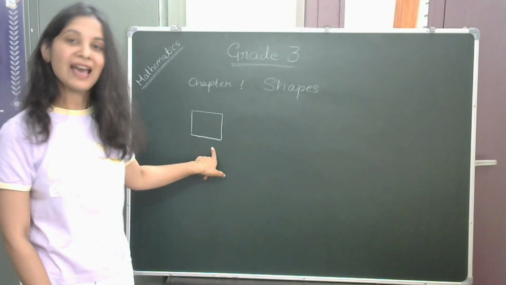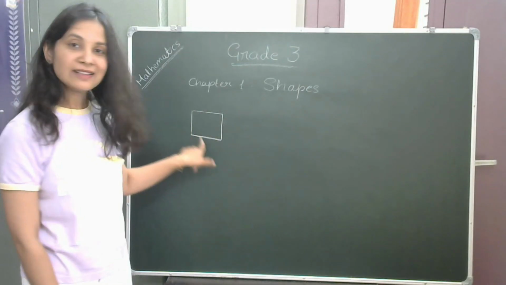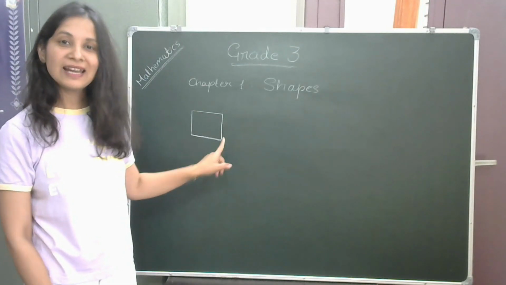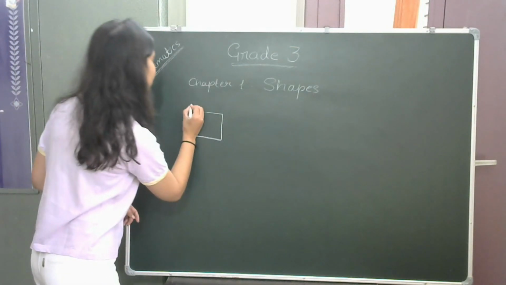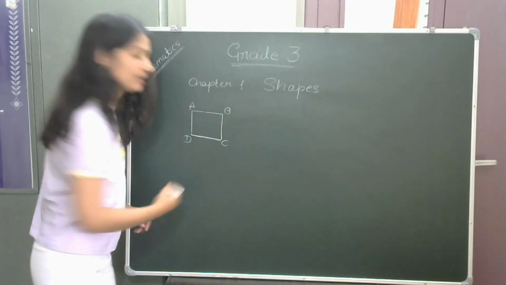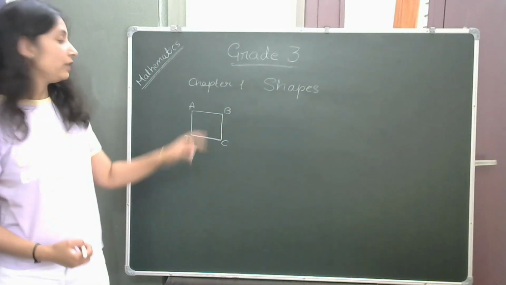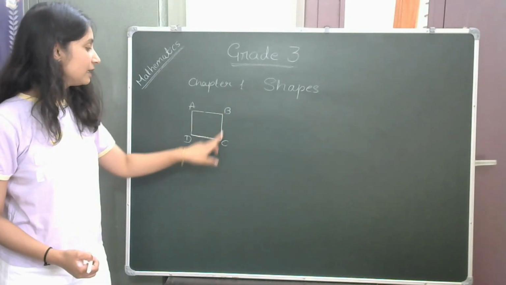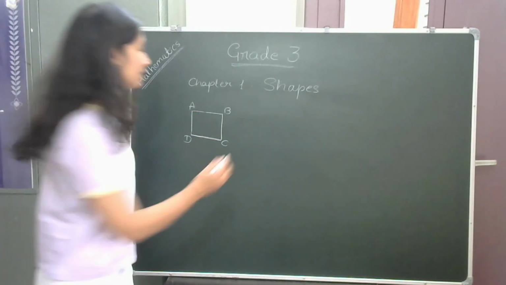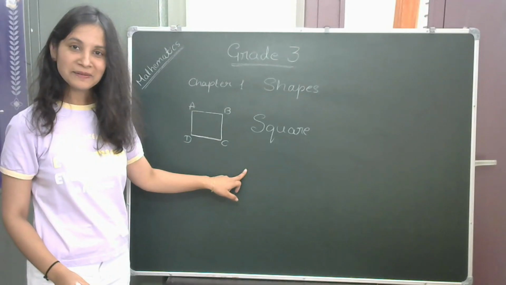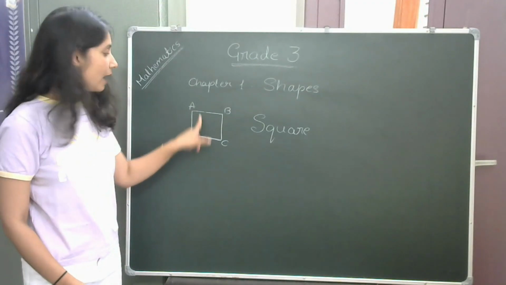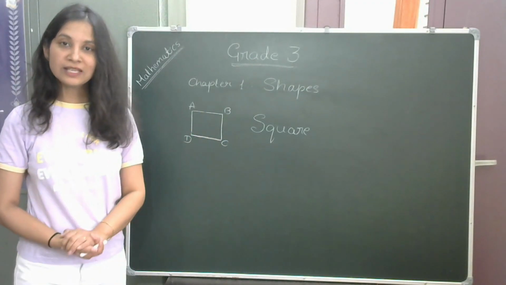See here kids, I have drawn one shape. Can you see the lines here? Yes, these are very good straight lines. Let me name this A, B, C, D. And we will name it as ABCD square. Right. This shape is a square. Can you repeat with me? Square. ABCD square. And how many straight lines have we used here?